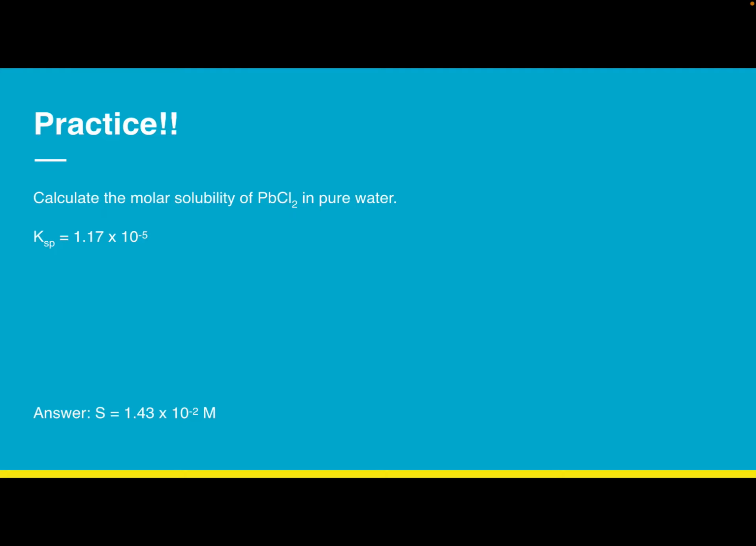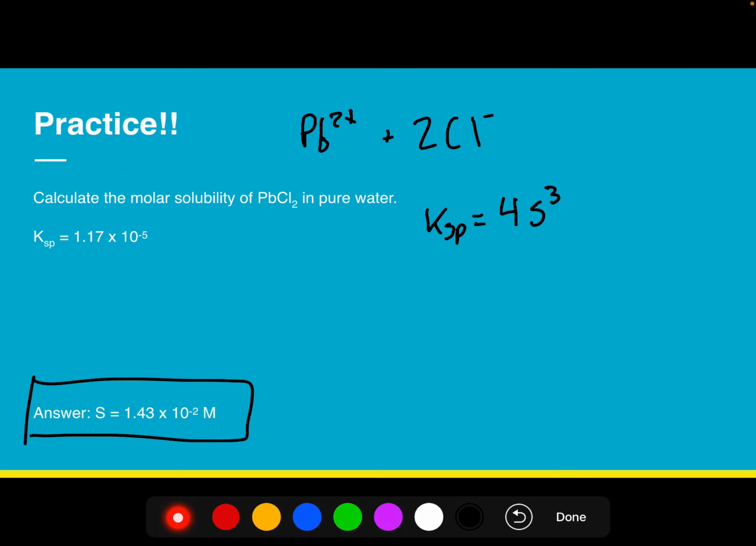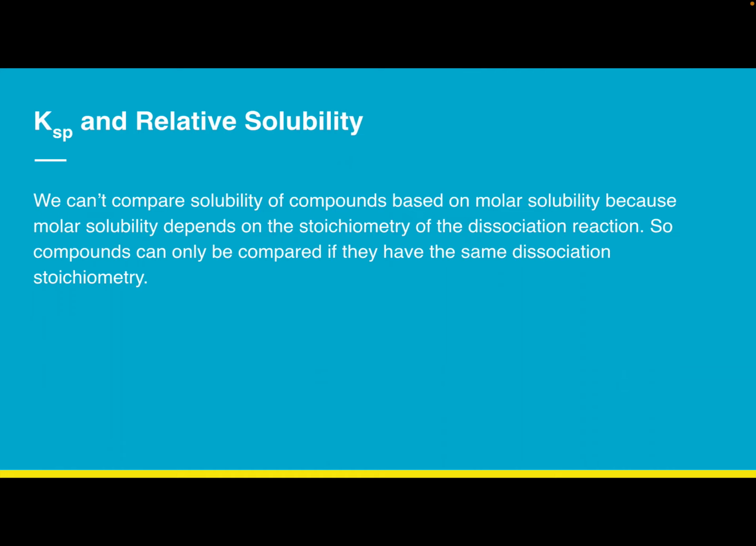So in this case, I'm not going to work the whole thing out, but PbCl2 has three ions, because when it splits up you get Pb2+ and 2 Cl minuses. So that means your Ksp is going to be equal to 4S cubed, like that. Then solve for S, and you should get your answer right here.